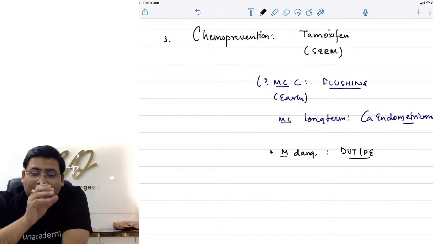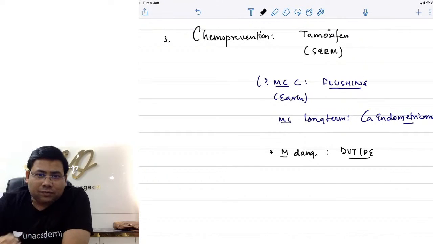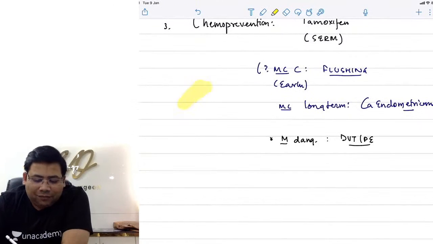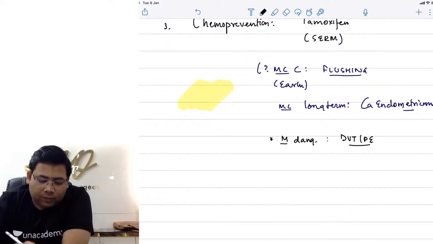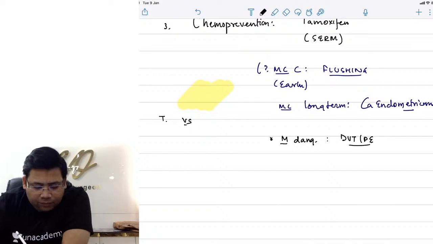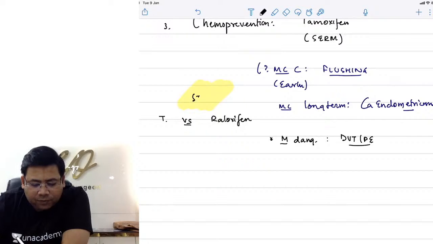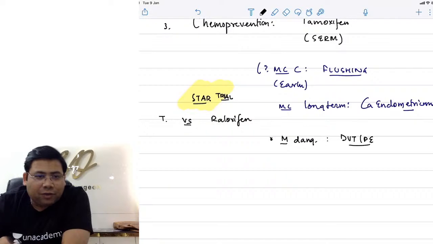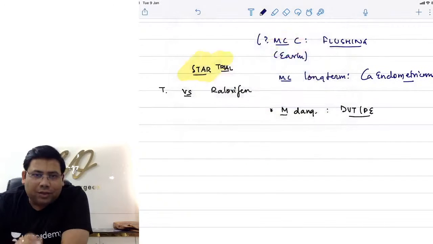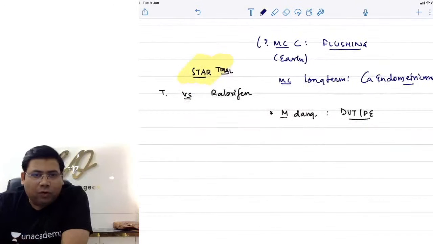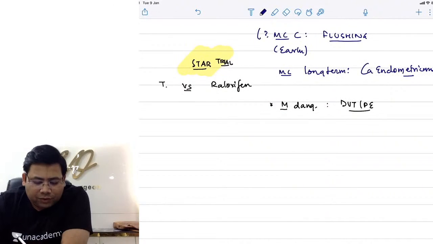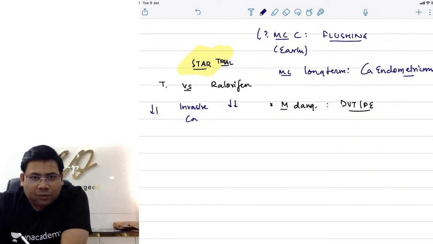So tamoxifen is associated with coagulative disorders. One student then said, sir, why aren't you using raloxifene? So tamoxifen versus raloxifene: when raloxifene is better than tamoxifen, why aren't you using it? There was a trial known as the STAR trial, comparing the side effects of tamoxifen and raloxifene, and it clearly concluded something. Why do you want to give them tamoxifen? You want to reduce the risk of invasive cancer. The risk of invasive cancer was reduced in raloxifene as well as tamoxifen.